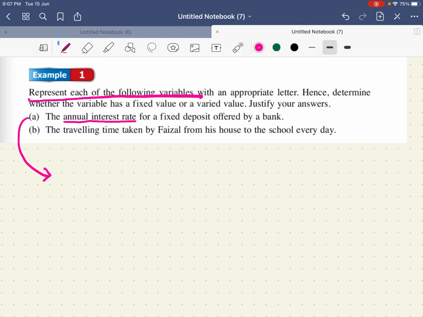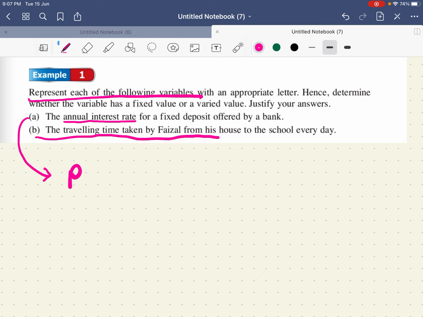Amount dia berapa, kita tak tahu. So, kita represent lah dengan any letter that you like. So, in this case, I would like to represent by P. Okay. Settle satu.